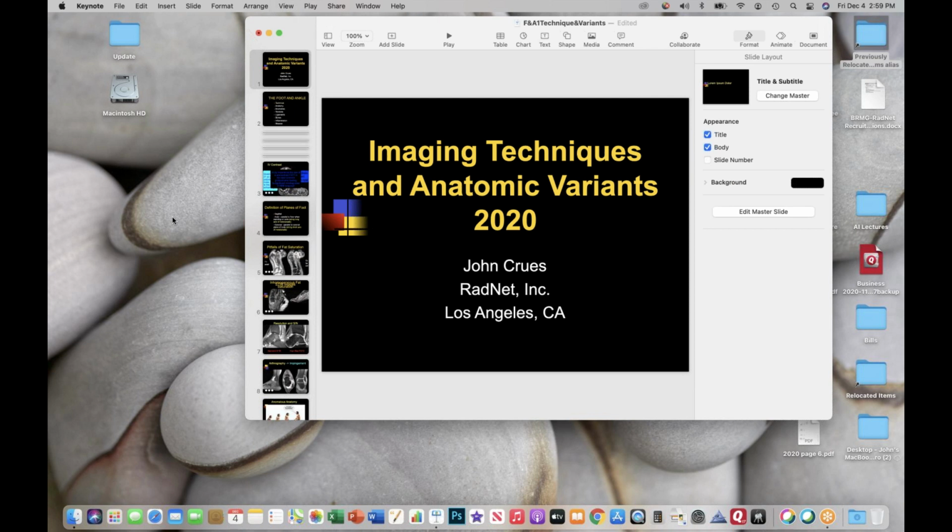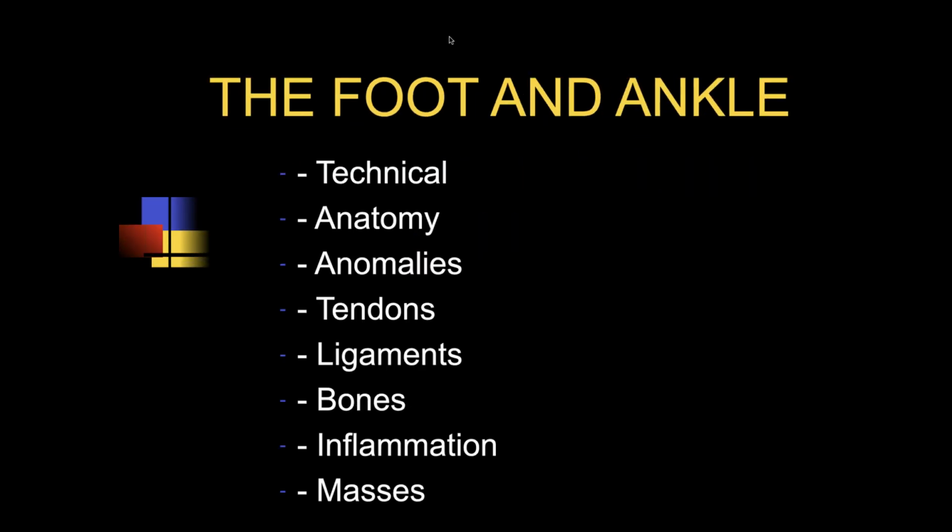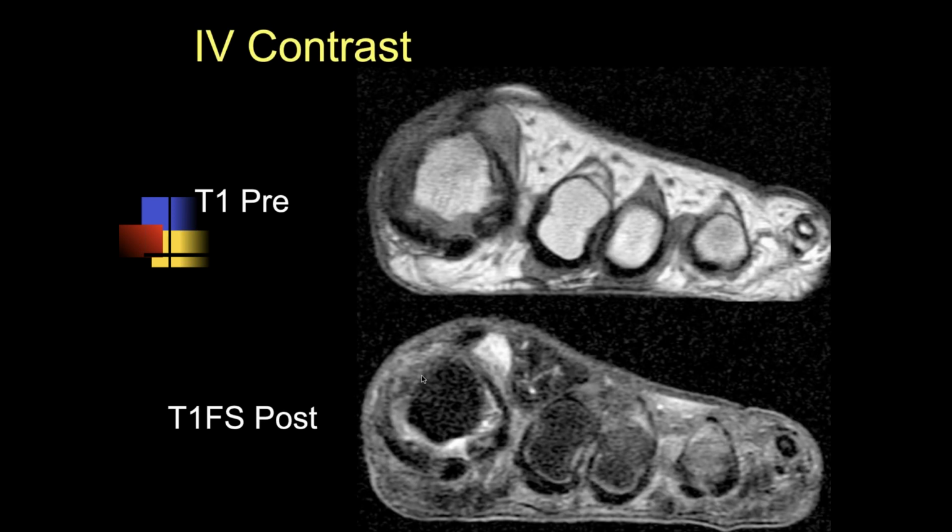Okay, we'll get rolling here then. So let's move on to the foot and ankle. We'll talk a little bit about technical. I won't go much into technical here. Some of the anatomy, anomalies, and then we'll later go into tendons, ligaments, bones, and inflammatory disease.